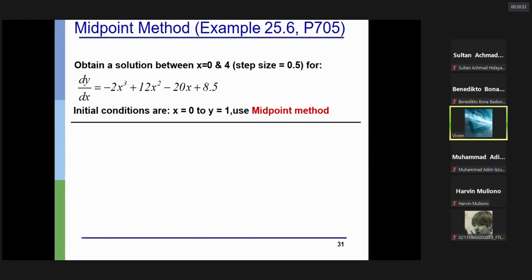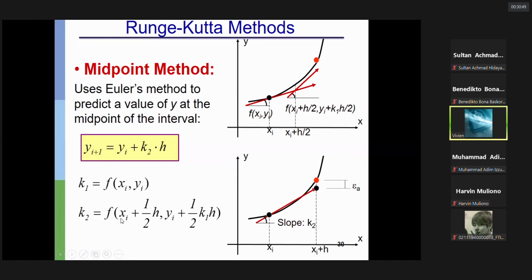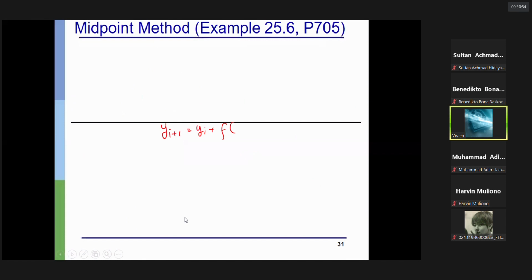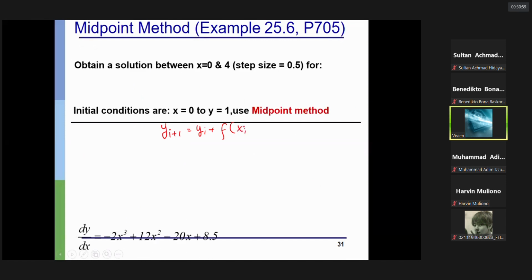now with the midpoint method, we can calculate yi plus 1, which equals yi plus the slope calculated at the midpoint, at xi plus half and the corresponding value of yi plus half. So we want to find the value of the slope here, and that is multiplied by h.